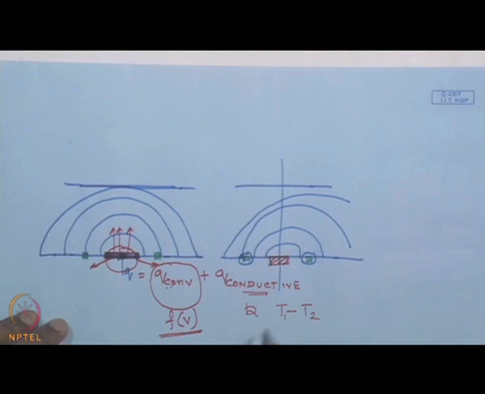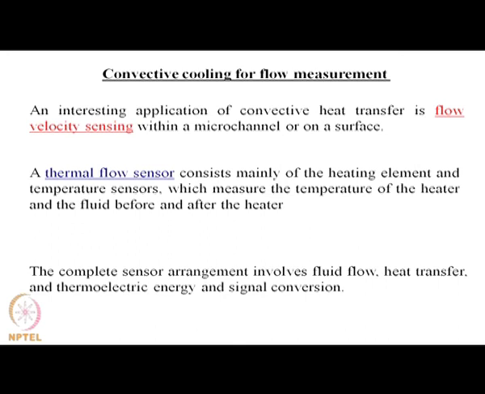and so on. So, this is a material property, this is a condition, whereas over here this is going to be a function of the velocity, and that would allow us, if we can calibrate properly, to find out the velocity of the situation. So, if we look at the complete sensor arrangement, it involves fluid flow, heat transfer and thermoelectric energy, and we will also need to do some sort of signal conversion in order to achieve this.